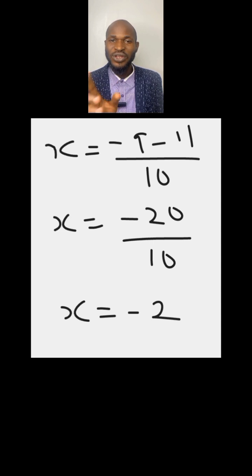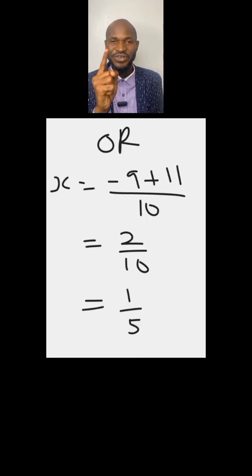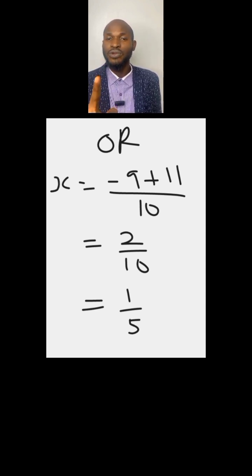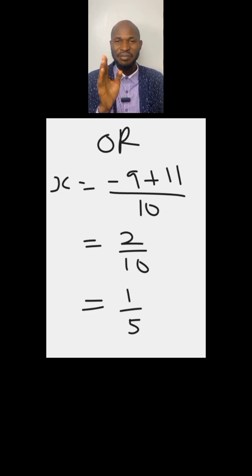And then for the other one, you have minus 9 plus 11 over 10. Now minus 9 plus 11 gives you plus 2, so you have 2 over 10, and 2 over 10 gives you 1 over 5. So your x is either 1 over 5 or your x is minus 2.